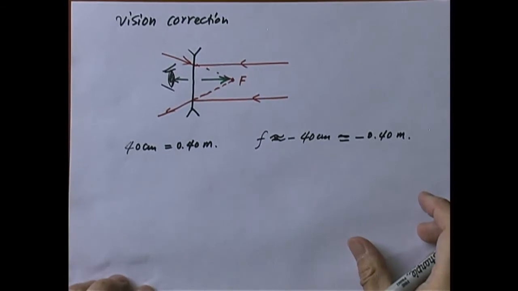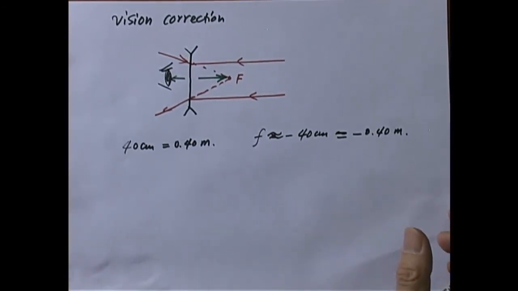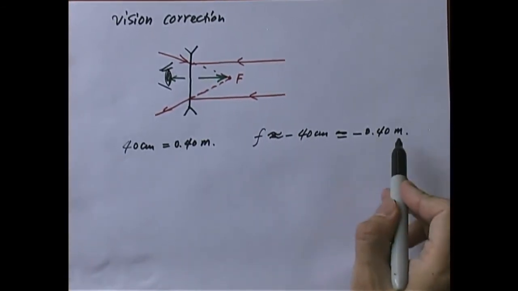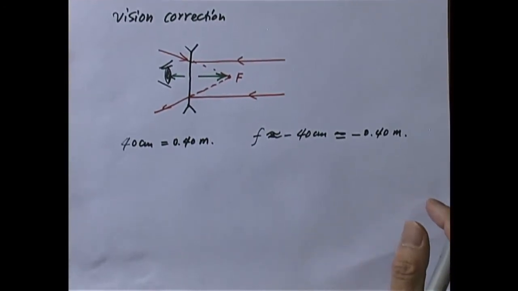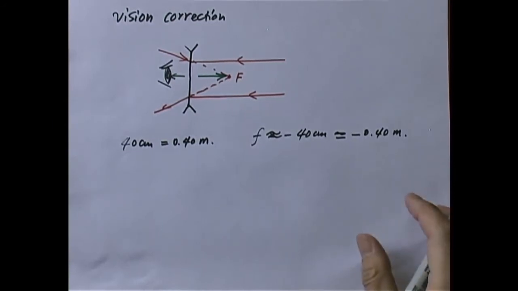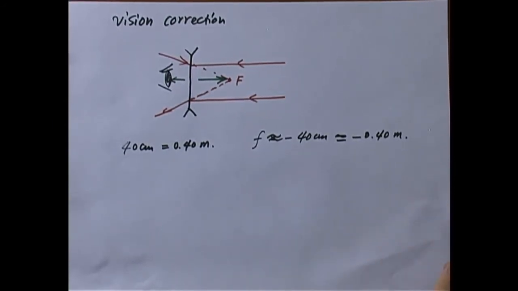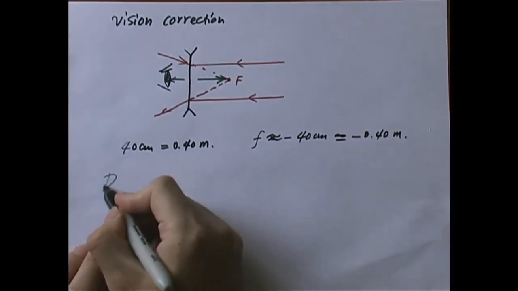Okay, now when you look at the prescription of your glasses, you don't see these numbers. Rather, you will see something like 325 or 400. What do these numbers mean? Well, actually, these numbers refer to the power of the lens.